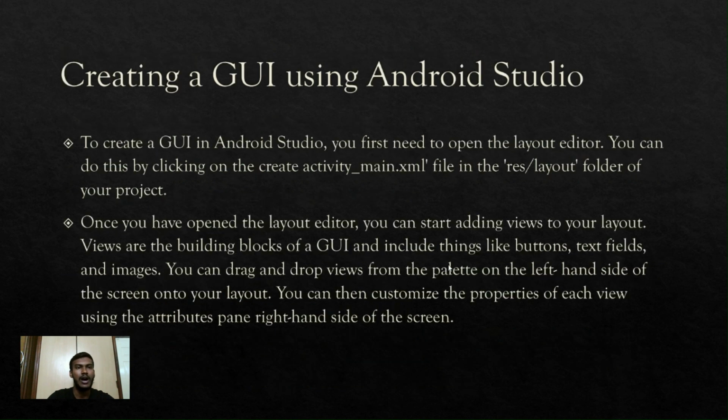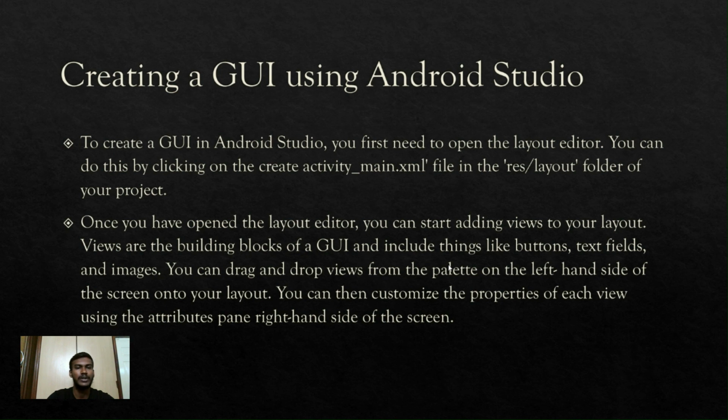Now, let us see how we create a GUI using Android Studio. To create a GUI in Android Studio, you first need to open the layout editor. You can do this by clicking on the activity_main.xml file in the resource bar layout folder of your project. Once you have opened the layout editor, you can start adding views to your layout.